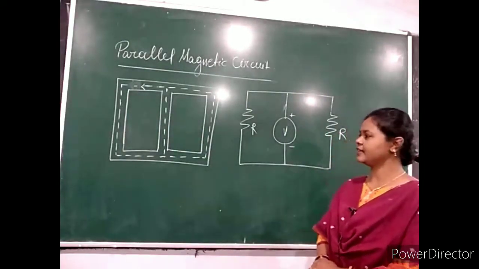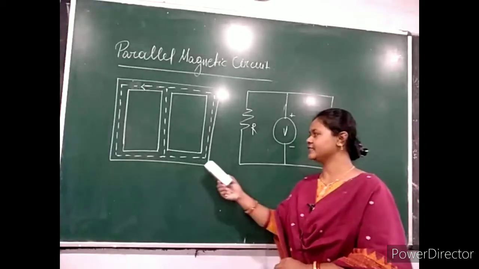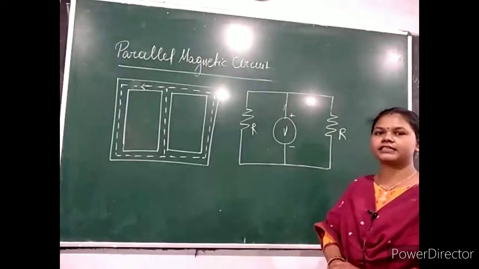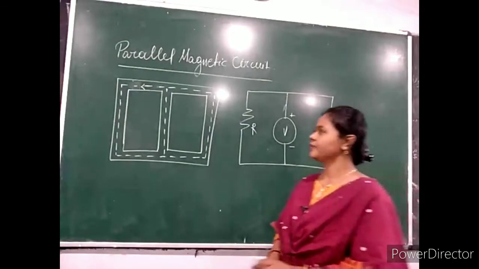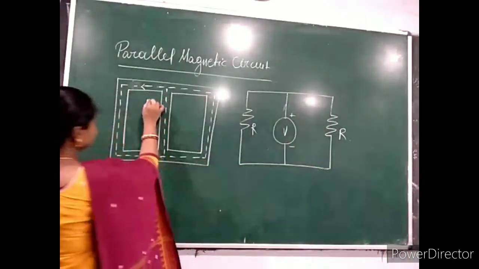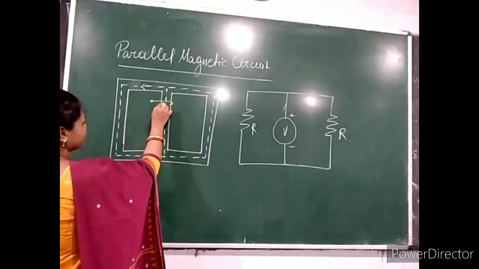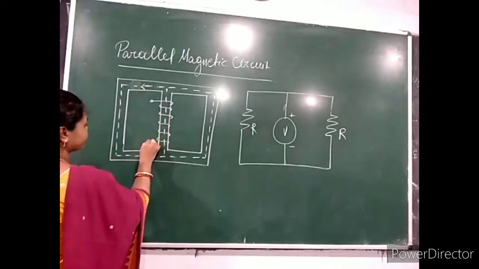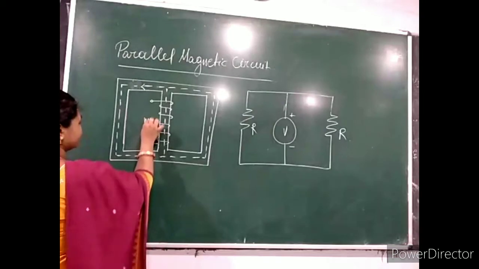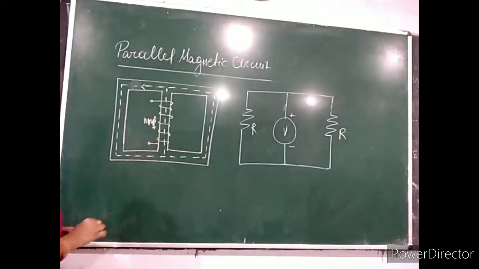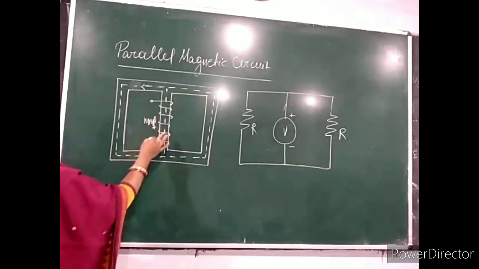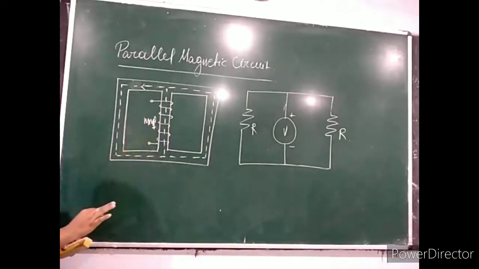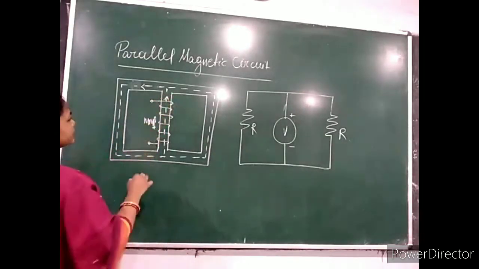So let us consider an example. This is a magnetic circuit, this is an electric circuit, okay. Here a coil is wound on the central limb. When you allow the flow of current in this coil, the magnetomotive force causes flux to flow in the circuit.